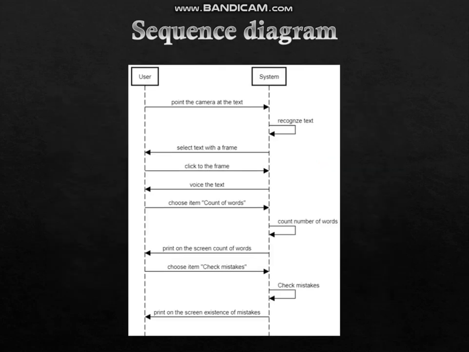The next diagram is the sequence diagram. It shows how the user interacts with the system. The user selects the recognition language and the system recognizes the text. After that, the user can tap on the screen and the text will be listened to. Also, when the user clicks the menu item to count the number of words, the system will display results. Also, there is a menu item to check the spelling of the word. As soon as the user clicks it, the system will display a message whether the words are written correctly or not.